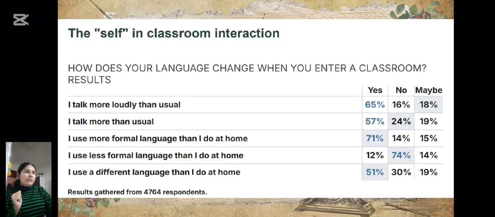Then the self in classroom interaction. How does your language change when you enter a classroom? Here you can also tell me how it depends. For example, do you talk more loudly than usual? Do you talk more than usual, or do you use more formal language than you do at home, or less formal language than you do at home, or different language than you use at home? You can answer them. And now let's move on to the next slide.